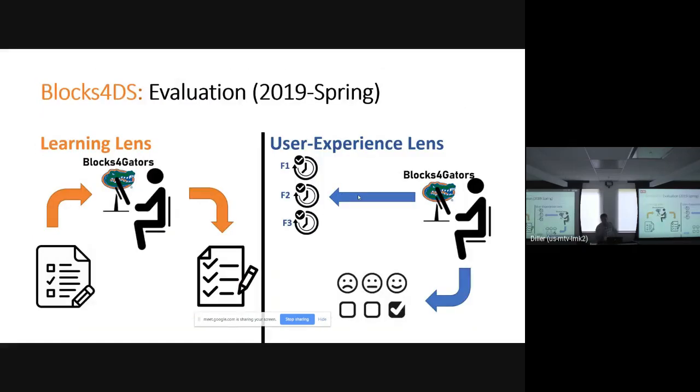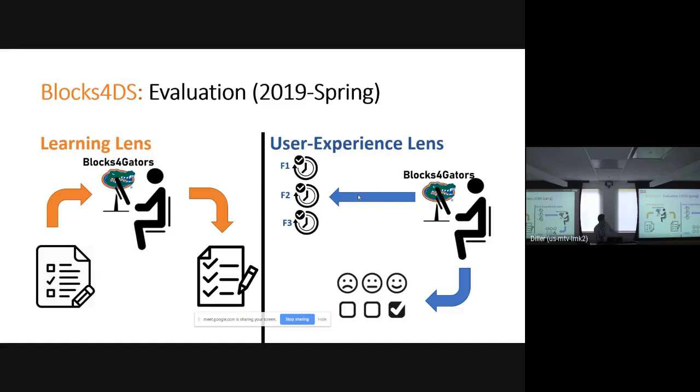The evaluation happened in two phases too, and this one, well, it was actually one phase, but in two different perspectives. So we have a learning lens, and we had another one that is this user experience lens. For the learning lens, we had a pre and a post assessment that, if you want, I can share with you the paper. Due to the time, I can share with you the paper that presents a little bit more in detail on the pre and the post assessment and the results.